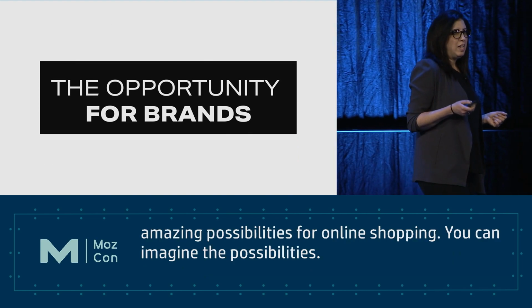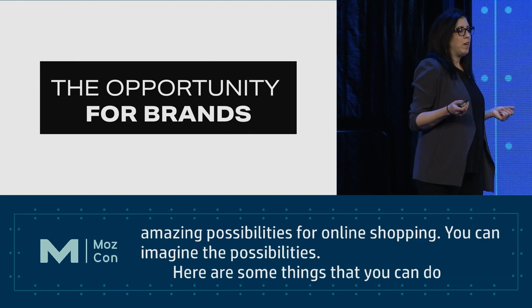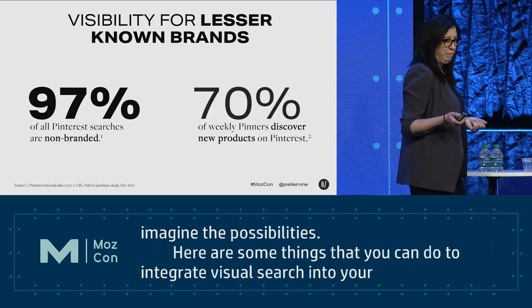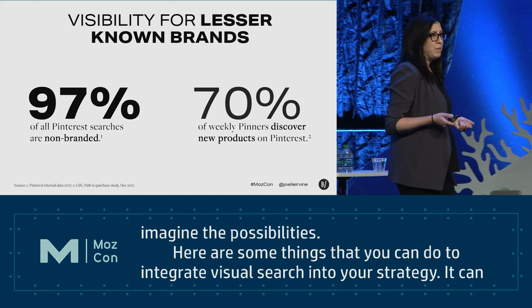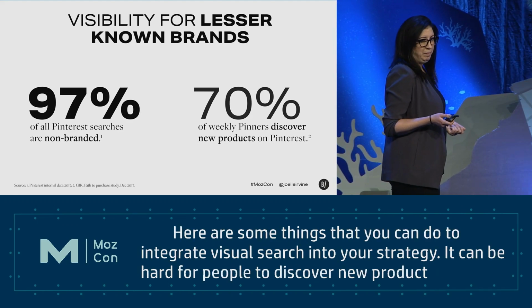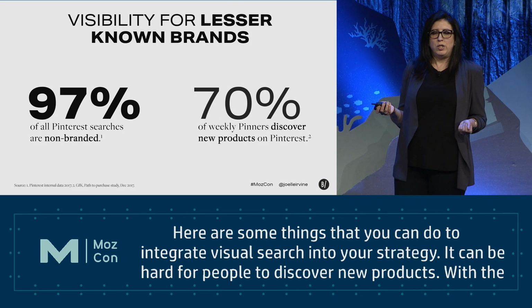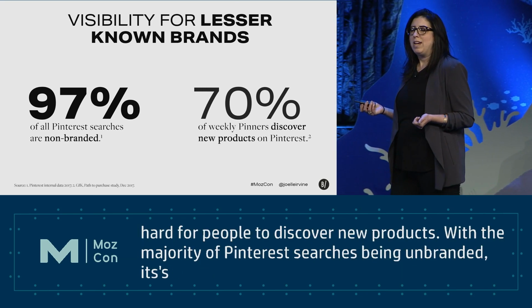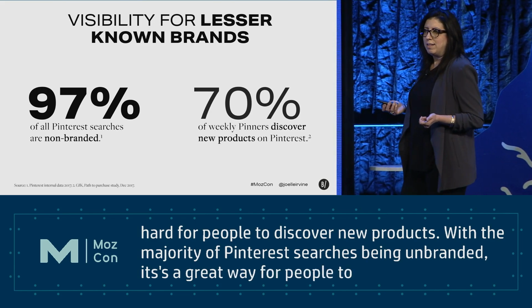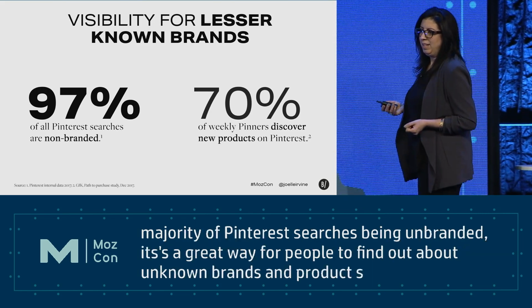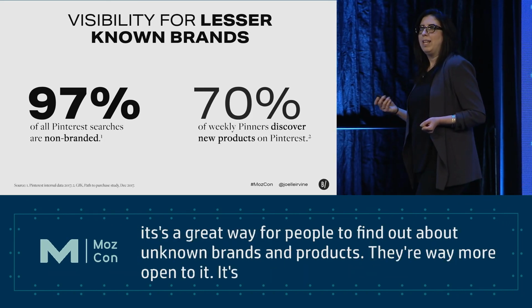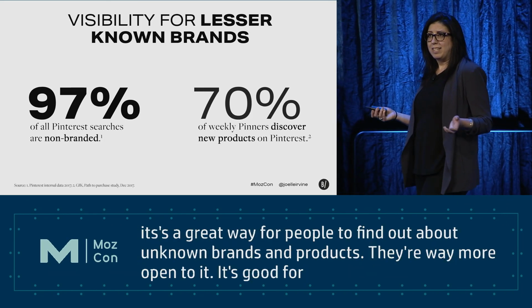Here are some things that you can do to integrate visual search into your strategy. It can be hard for people to discover new products. With the majority of Pinterest searches being unbranded, it's a great way for people to find out about unknown brands and products. They're way more open to it. It's used for smaller, less known brands to get discovered.